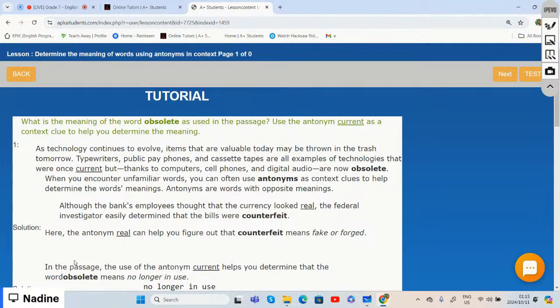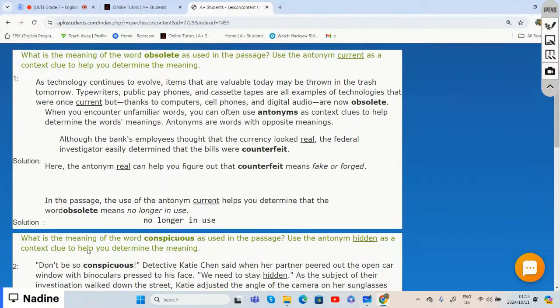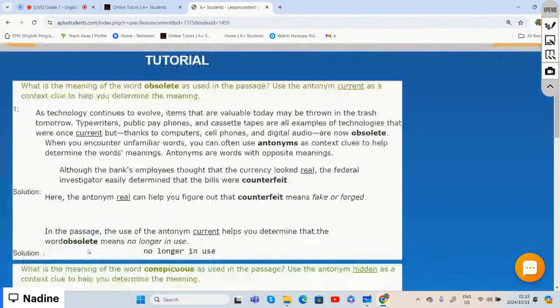All right. So now it says, as technology continues to evolve, items that are valuable today may be thrown in the trash tomorrow. Typewriters, public payphones, and cassette tapes are all examples of technologies that were once current, but thanks to cell phones and digital audio, they are now obsolete.